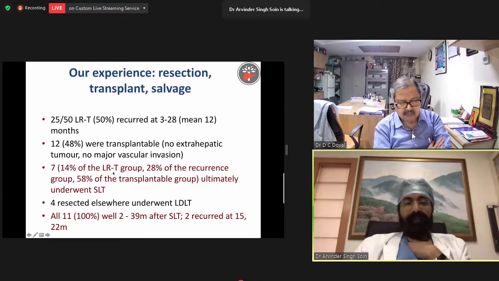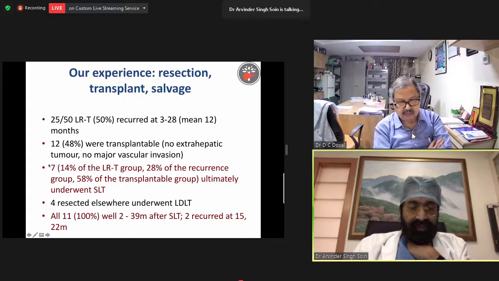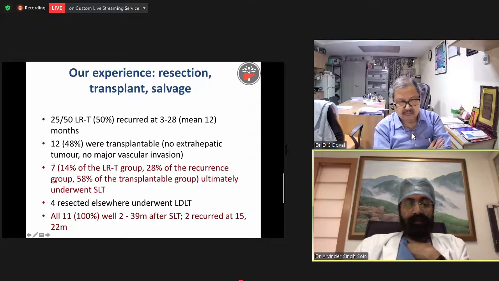And 7, 14% of the LRT group and 28% of the total recurrence group, ultimately underwent salvage transplantation. So you can see that only 7 of these patients eventually underwent transplant out of the 50 that were transplantable. And 4 were resected elsewhere, and we also did a living donor transplant on them. And all 11 were well at that time, 2 and 39 months after salvage transplant.